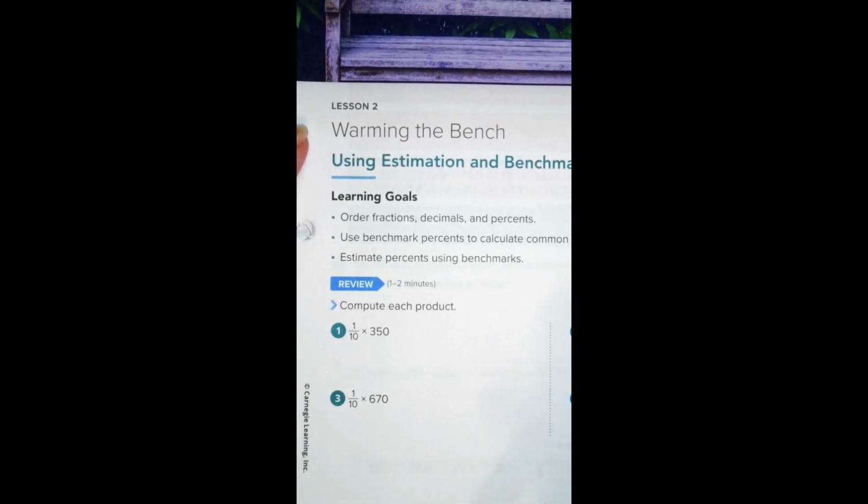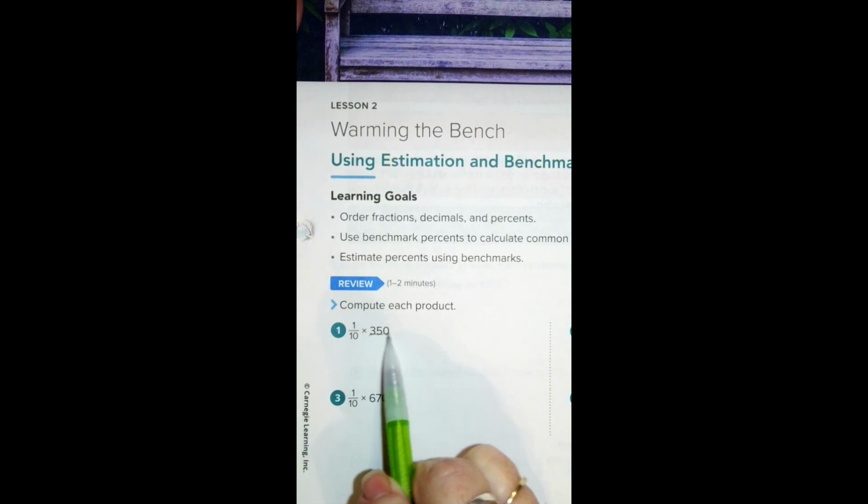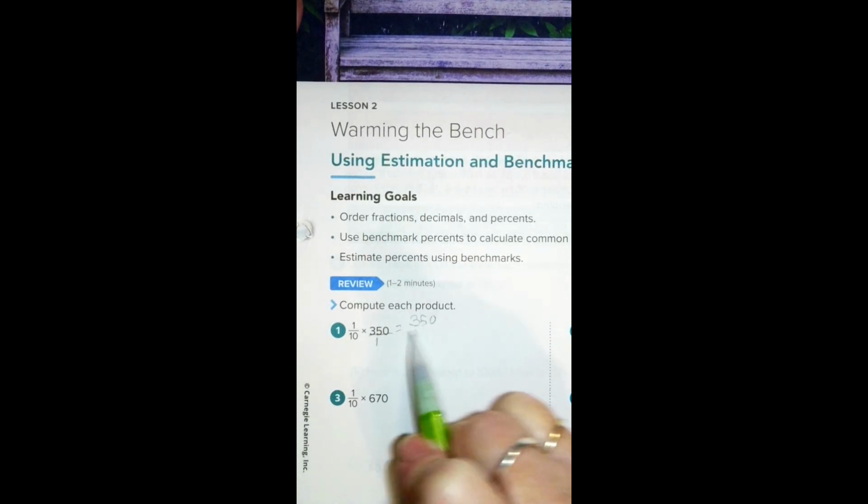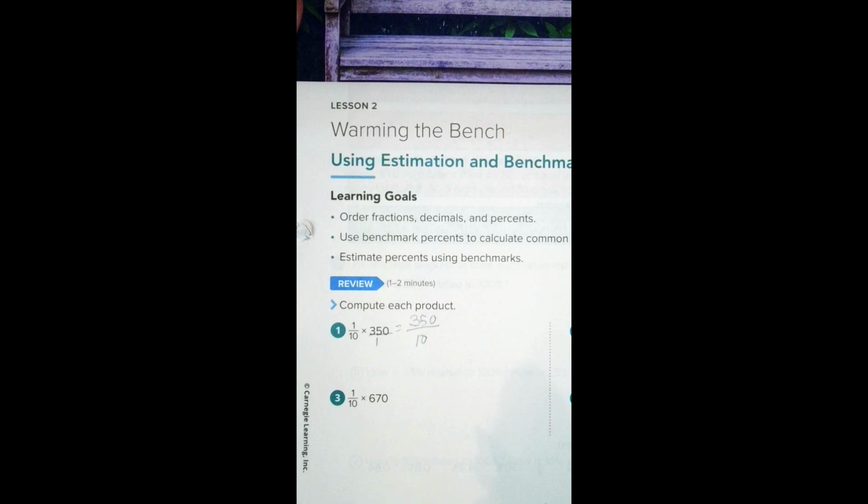Okay, so it says compute each product. I'm going to do 1 and 3, and then I'll go over to the other side and do 2 and 4. So if we do 1/10 times 350, remember that 350 has a 1 underneath it. We just multiply straight across, which gives us 350 divided by 10. Remember, when we divide by 10, we are getting 10 times smaller. So 10 times smaller than 350 is going to be 35.